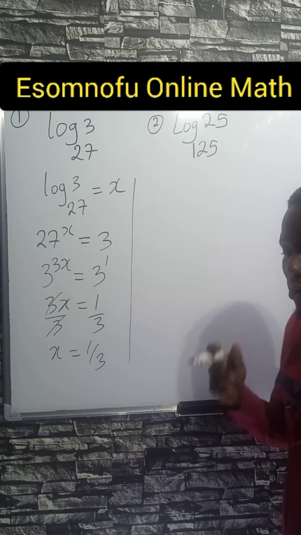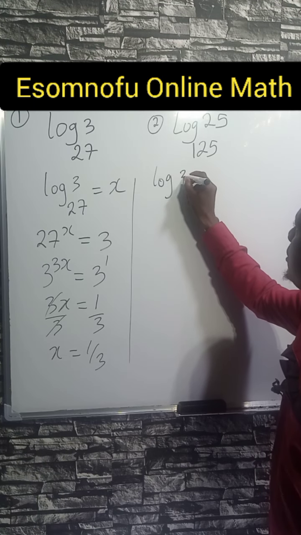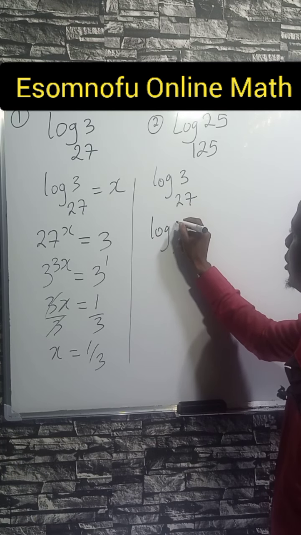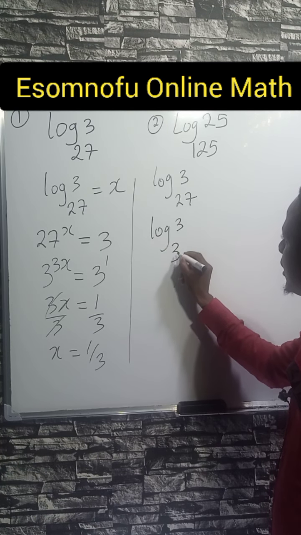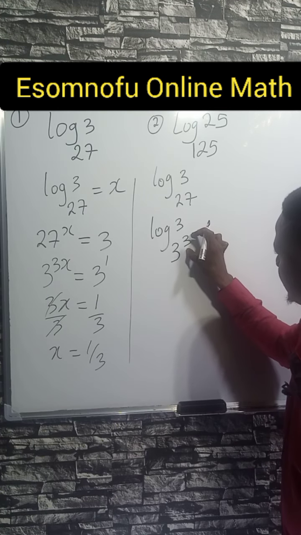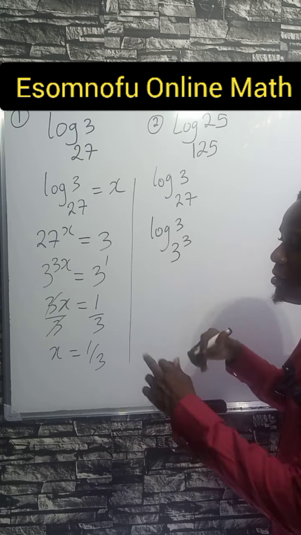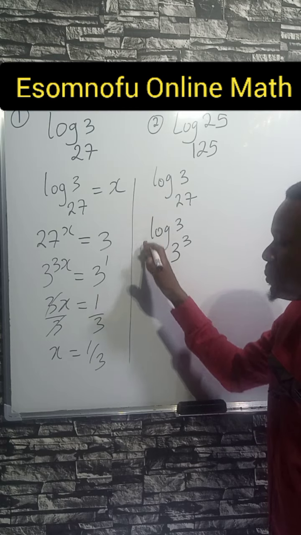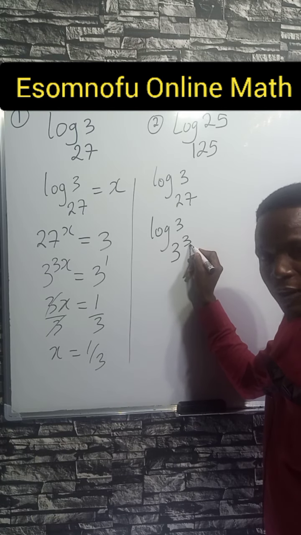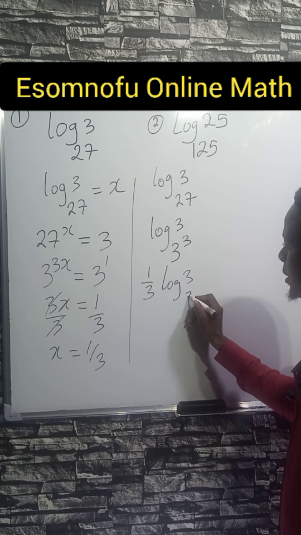Now, the second method you can use to solve this is to know that when you have the logarithm of 3 to base 27, this can be seen as logarithm of 3 to base 3 power 3, since 27 is 3 power 3. There is a law of logarithm that tells you that whenever the base has a power, take the reciprocal of that power to multiply the logarithm. And the power of the base is 3. So the reciprocal of 3 will be 1 over 3, then multiply by log 3 base 3.